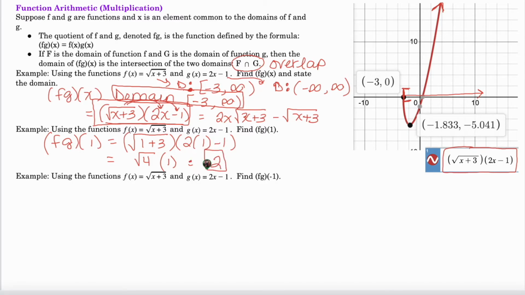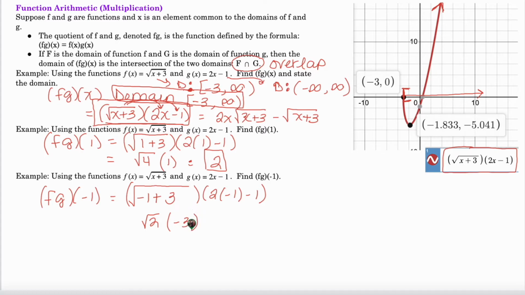Using the same functions, let's also find f of g of negative 1. Again, everywhere I see x, I'm going to replace it with negative 1. So the square root of negative 1 plus 3 times 2 times negative 1 minus 1. This gives us the square root of 2, which is not a nice number, times negative 2 minus 1, negative 3. So its reduced form is negative 3 square roots 2. Again, be careful with what my open math wants. Does it want an exact value, or is a rounded decimal okay?